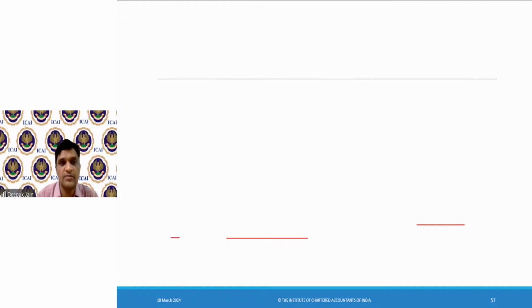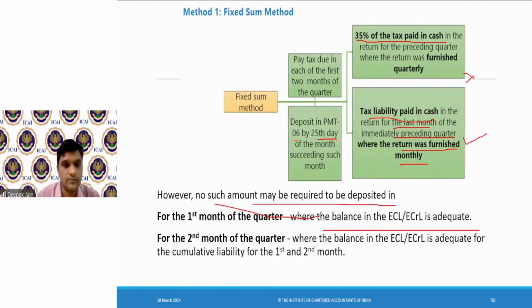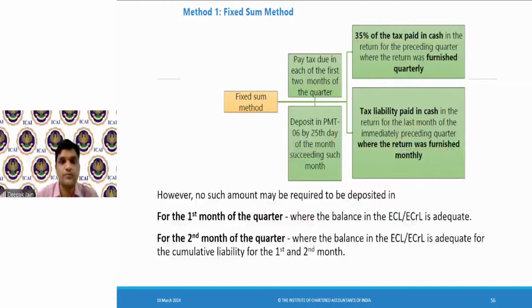So in fixed sum method, I'm explaining again that under fixed sum method, you don't have to do the calculation. The system will do the calculation. How it will do? It will calculate what is the previous filing you have done. If you have not done any filing, then this will not calculate. Firstly, any of your liability of the previous months should be paid. That will be the basis for this month's period. If you have previously filed a quarterly return, then this will apply.